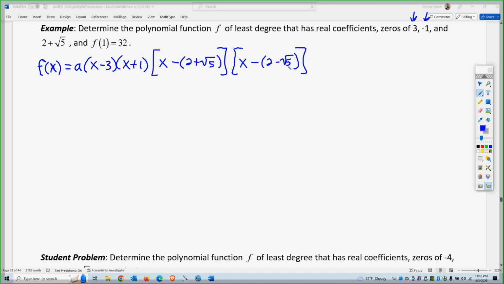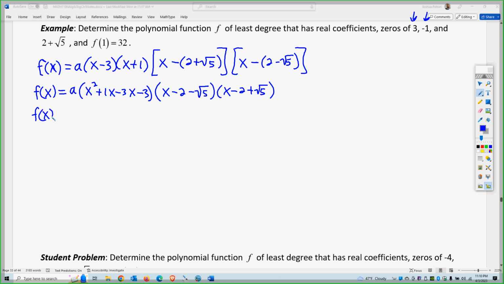Okay. All right, so I'm going to combine the like factors. Don't just go left or right on these, that'd be very difficult. So x squared plus 1x minus 3x minus 3. And then here I have x minus 2 minus root 5, and then x minus 2 plus root 5. Okay, so that gives me f of x equals a, x squared minus 2x minus 3.